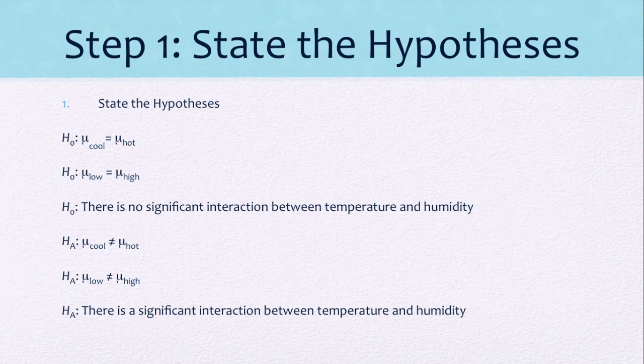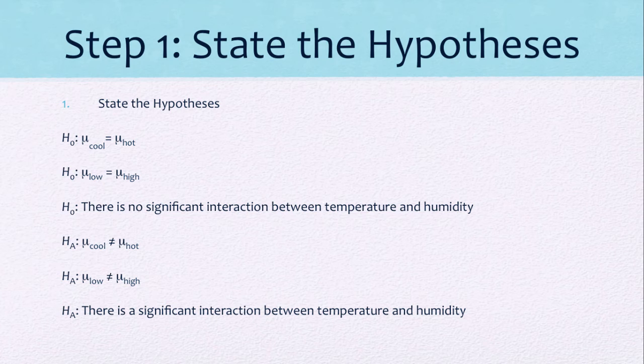Step 1, state the hypotheses. Now again, remember when we're talking about a two-way ANOVA, we are testing 3 different sets of means. Thus, our hypothesis should also represent these 3 different sets of means. So we're going to have 3 null hypotheses and 3 alternative hypotheses. So again, our null hypothesis is essentially stating that nothing is going on, and if nothing is going on, all the means are equal. For our alternative hypothesis, we can state that one level of each of the IVs is not equivalent to the other.